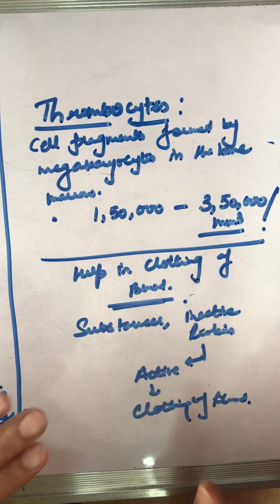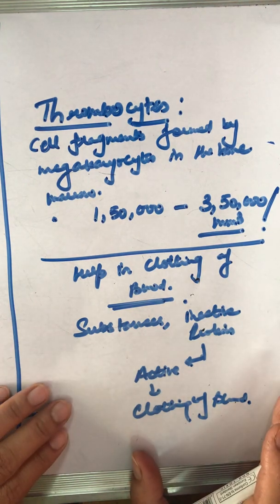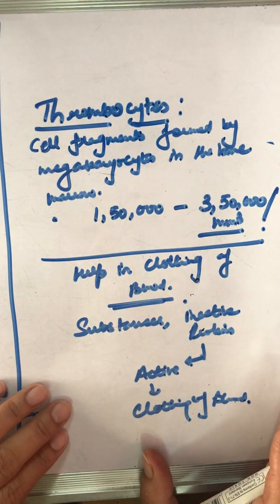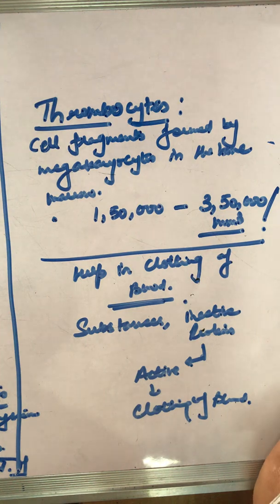Clear? This is about blood. We have just discussed what is blood, what is the composition of blood, what are the various types of corpuscles which are there in the blood.